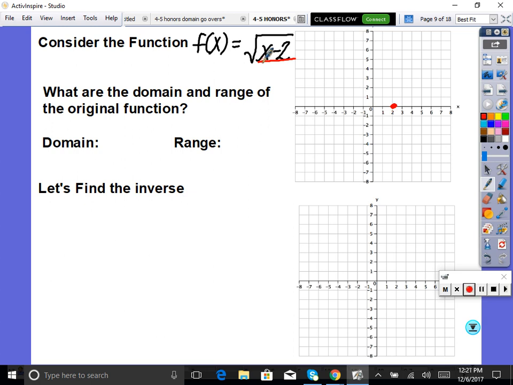If you plug in, we know our domain is from 2 to infinity. Plug in 3. 3 minus 1 is? 1. Square root of 1 is 1. So over 3, up 1. Do you guys see what I'm saying? If you don't know how the pattern works.